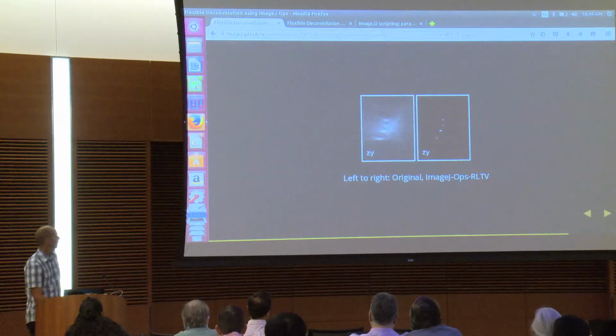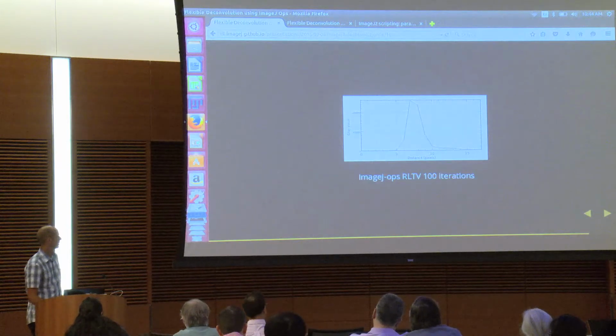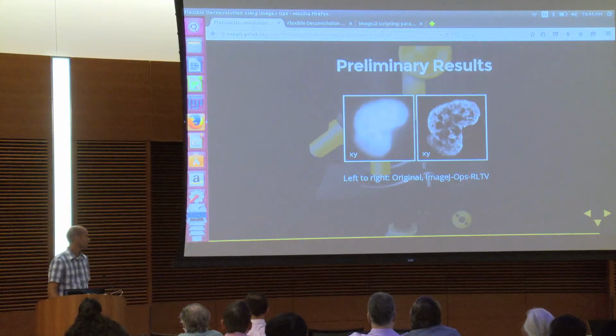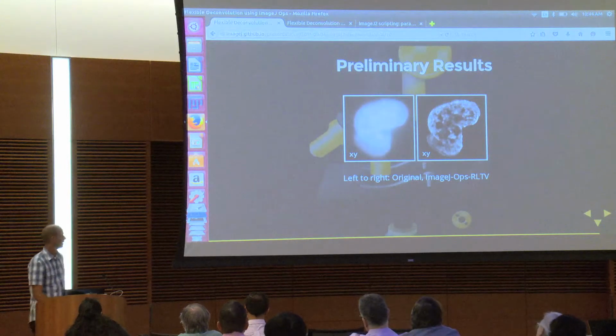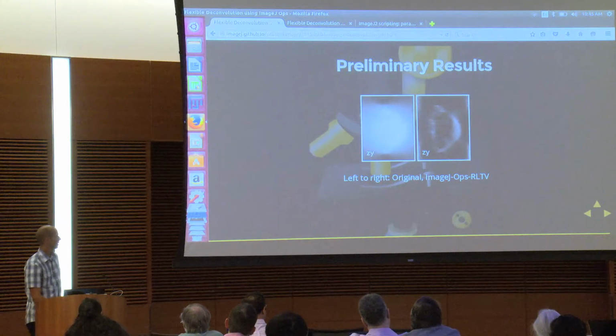What you're looking at here are ZY projections of some point-like objects that are blurred, and then deconvolved. That was done using ops. It's always good to look at line profiles of these things. That's the original image, and after you deconvolve, you get a much sharper, smoother result. Then this is another object in the test set, an XY view before and after deconvolution, and the ZY view.